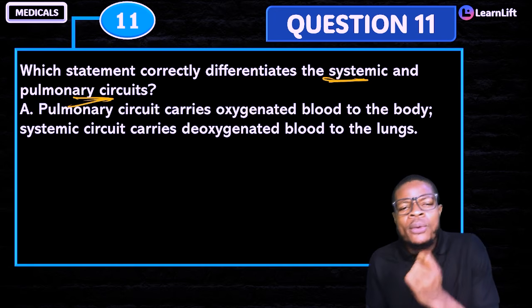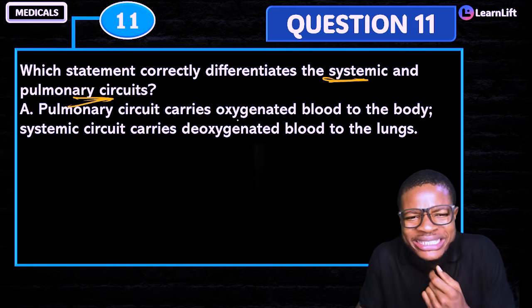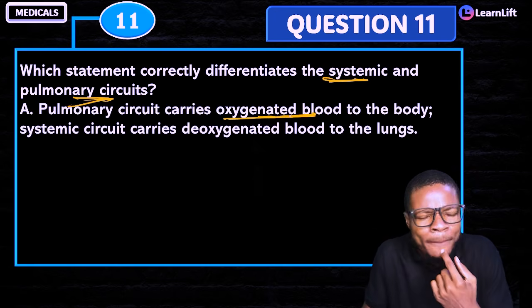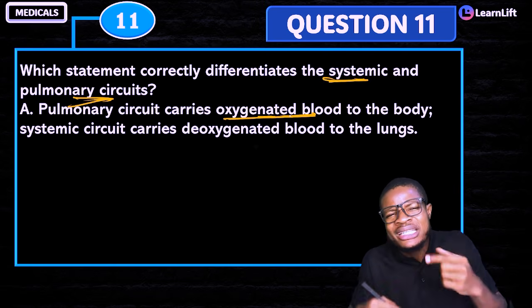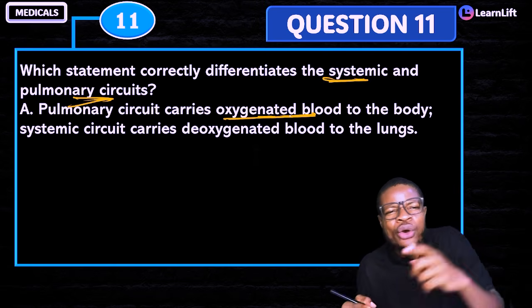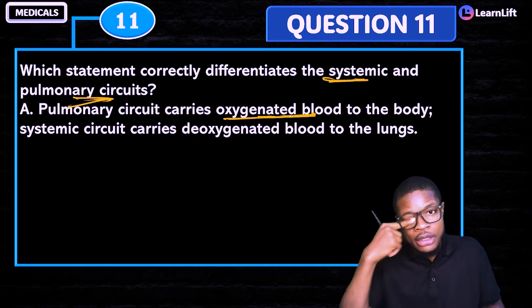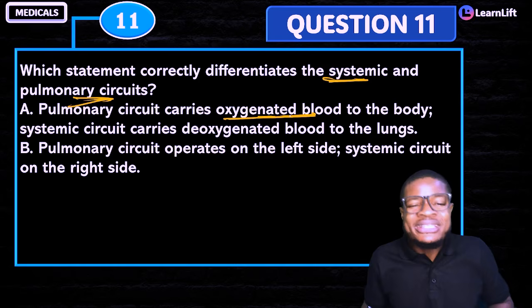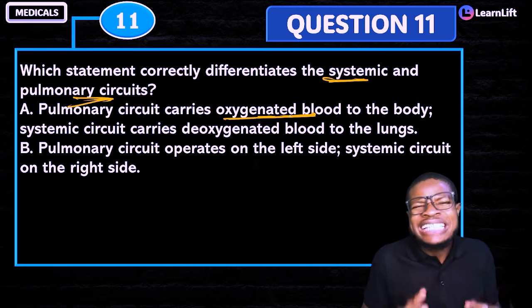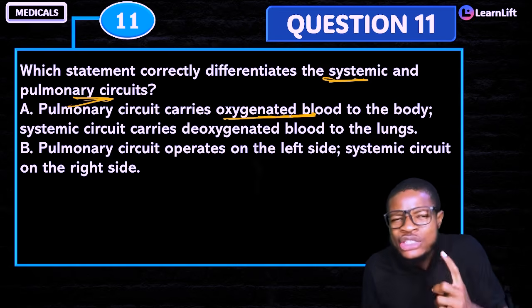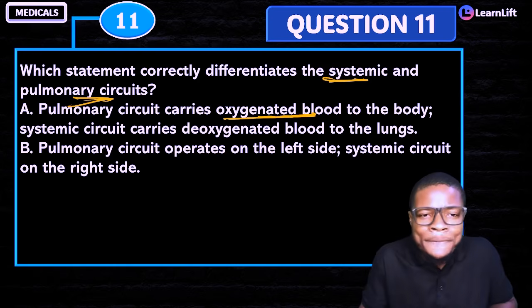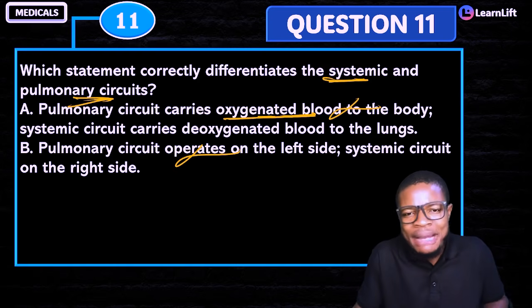Option A, the pulmonary circuit carries oxygenated blood. Pulmonary, anything to the lungs, it carries deoxygenated. So A cannot be the answer. Option B says, pulmonary circuits operate on the left side. No, pulmonary is on the right, not on the left. So B cannot be the answer either.